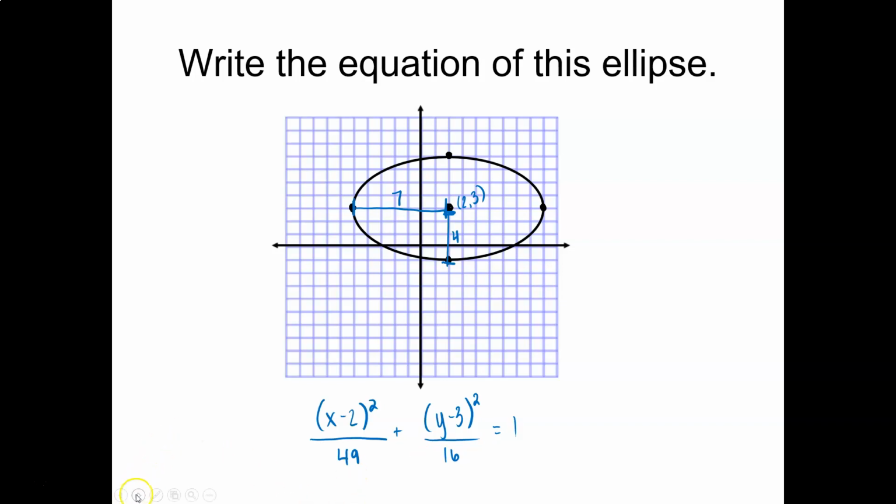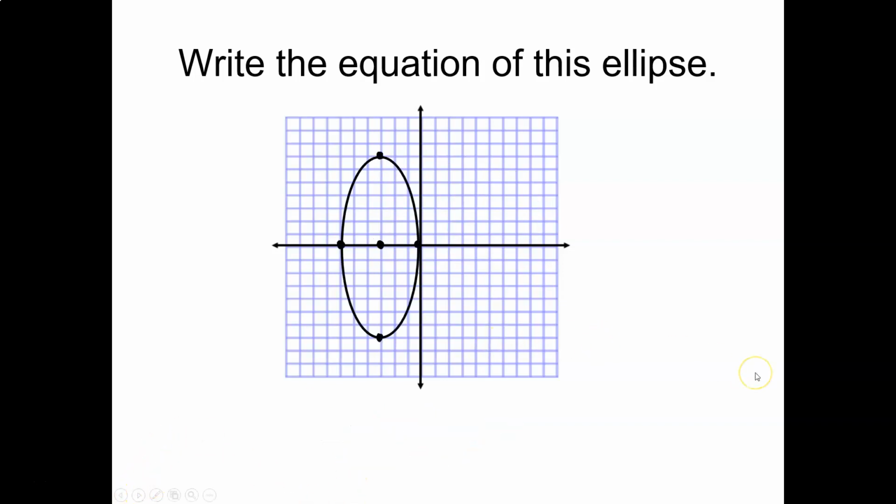Okay. Let's do one more of these. Center for this one is -3, 0. So that's going to be x plus 3 squared plus just a y squared. Standard form of an ellipse is always equal to 1. Horizontally, I've got a distance of 3 from the vertex to the center, so that'll be a 9. And then vertically, I've got 1, 2, 3, 4, 5, 6, 7. So that'll be a 49 right there.